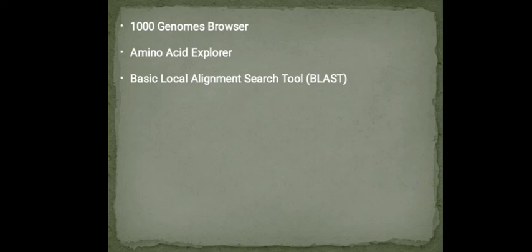Basic Local Alignment Search Tool, or BLAST. This is one of the highly used tools available at NCBI. The BLAST finds regions of local similarity between biological sequences. The program compares nucleotide or the protein sequence to sequence databases and calculates the statistical significance of matches. BLAST can be used to infer functional and evolutionary relationship between sequences as well as to help identify members of gene family.